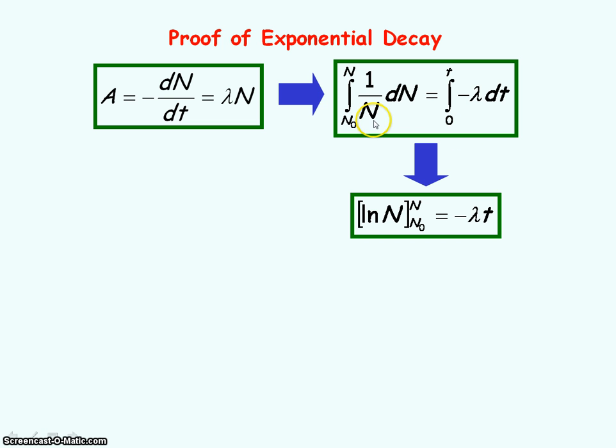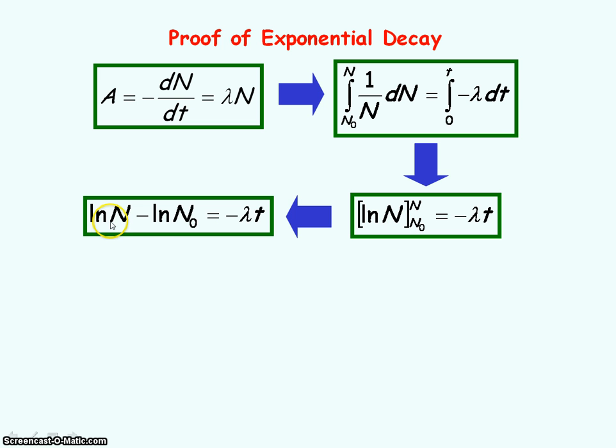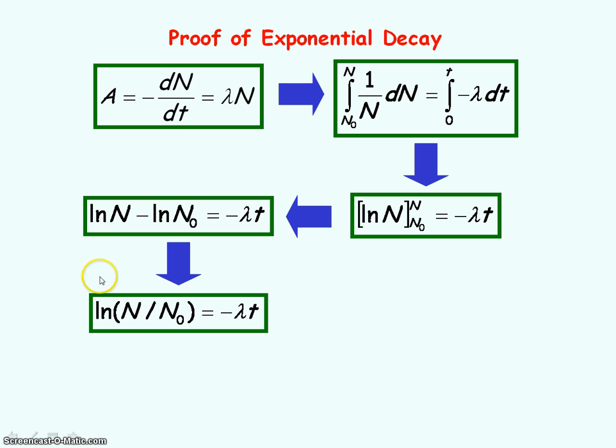So integrating 1 divided by N with respect to N gives you the natural log of N with the limits N and N0. And integrating the right hand side of the equation with respect to time gives you minus lambda t. Substituting the limits gives us natural log of N minus the natural log of N0, which equals minus lambda t. And using the rules of log, natural log N minus natural log of N0 is equal to the natural log of N divided by N0.